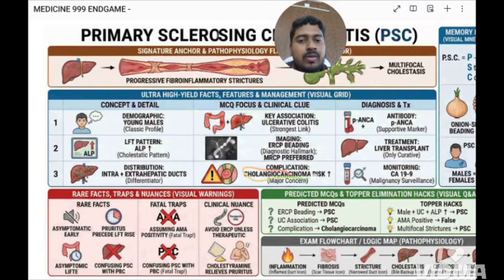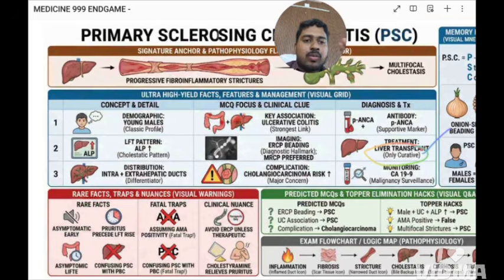The complication of PSC is cholangiocarcinoma. There is nothing else. Here P-ANCA antibody is positive. There, what was positive? AMA, the anti-mitochondrial antibody, and here P-ANCA. P-ANCA is also seen in small vessel vasculitis, like MPA, microscopic polyangiitis, and some other vasculitis, where you will get P-ANCA positivity.